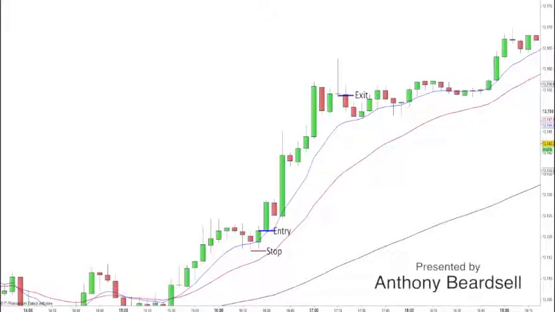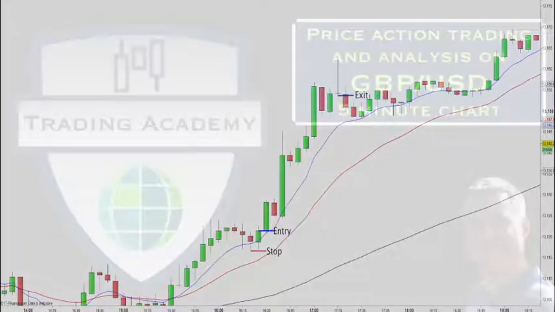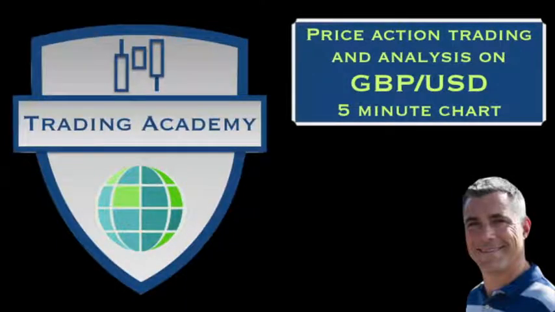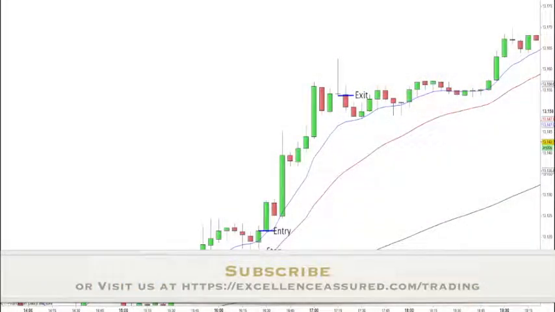Hi guys, got the GBP US dollar Forex chart in front of us here, and this was a trade that I took yesterday. Excellent trade, 5-to-1 reward to risk, and I thought it would be interesting for you to go through the reasons for the trade and the analysis that I did on the market beforehand.